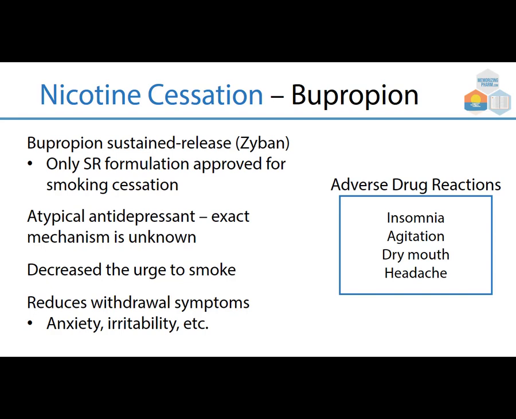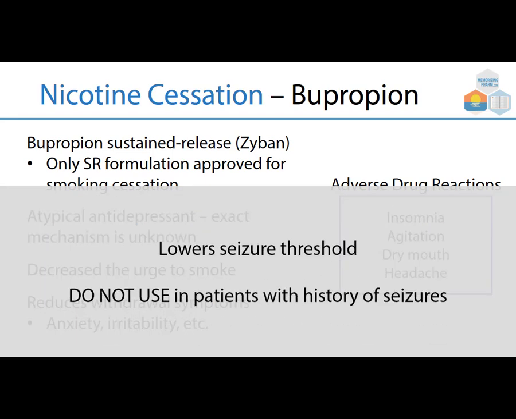Here's the big caveat though. It lowers seizure threshold, don't use with a history of seizures. What that means is, there's a certain threshold that something has to happen in the brain for someone to have a seizure. This drug would make it easier for that seizure to happen in those with a history of seizures.